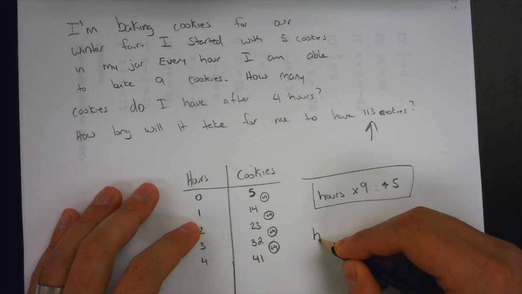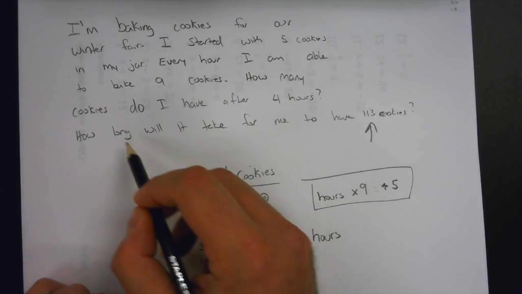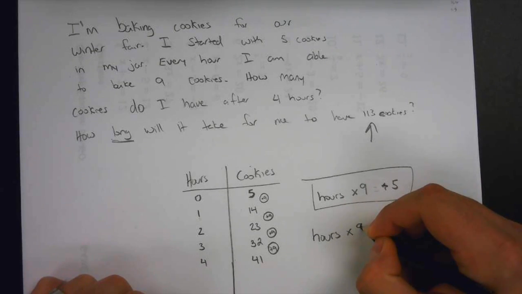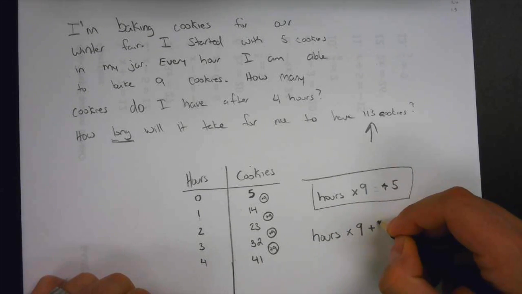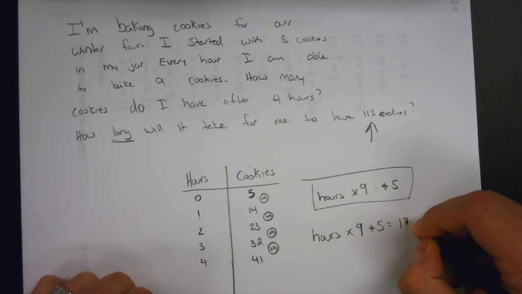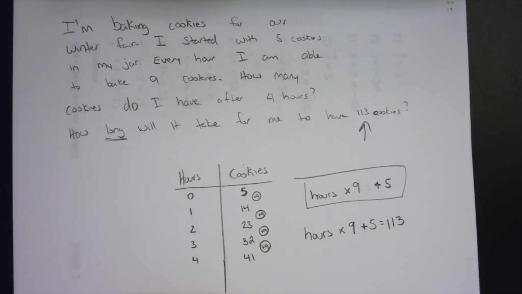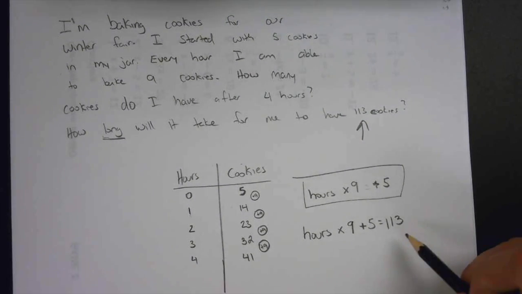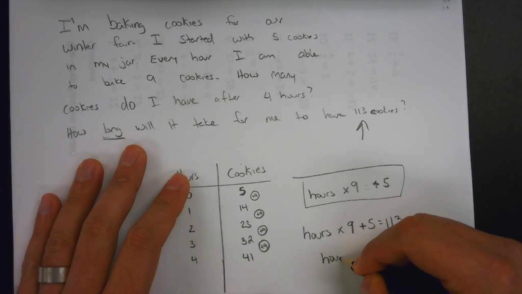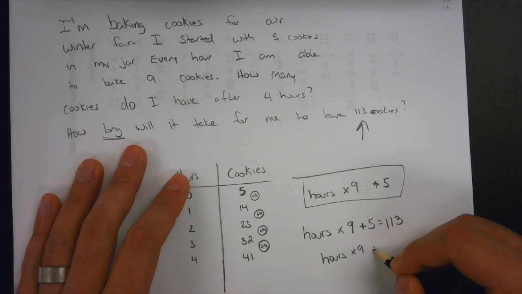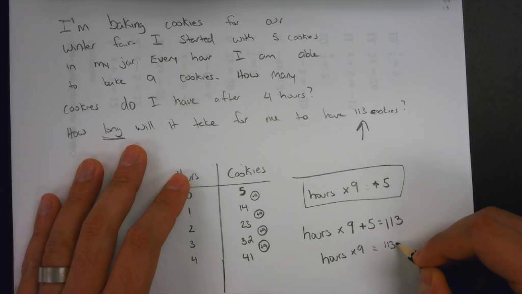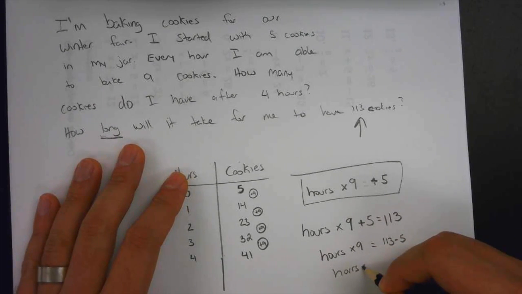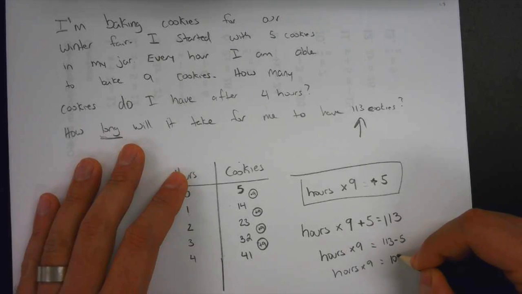So we know it's hours because it says how long will it take, so that means how many hours, right? Hours times 9 plus 5 equals 113, right? So if it's plus 5, we have to rewrite this. Hours times 9 equals, so it's 113 minus 5. Okay, and then you have hours times 9 is 108.